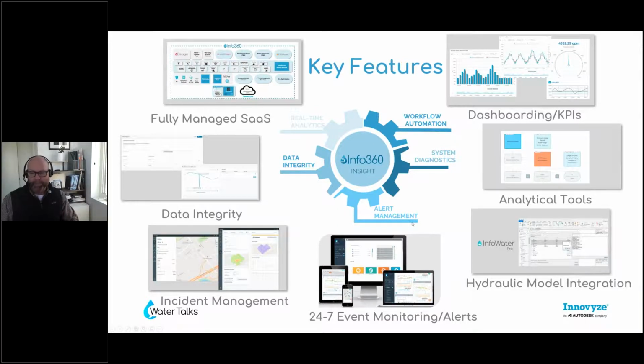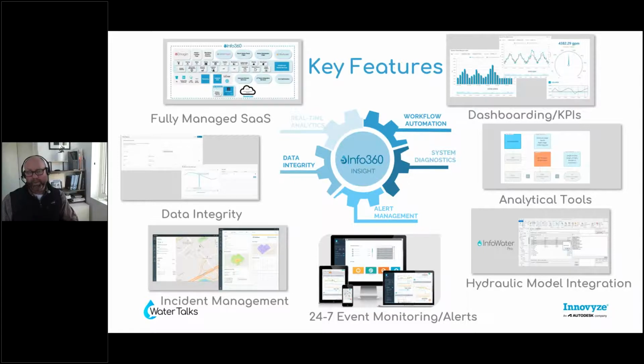so that your simulation outputs are matching reality. We have built-in 24/7 event monitoring and alerts, the incident management workflow that I talked about, and then a really key point that we emphasize on the platform is data integrity.